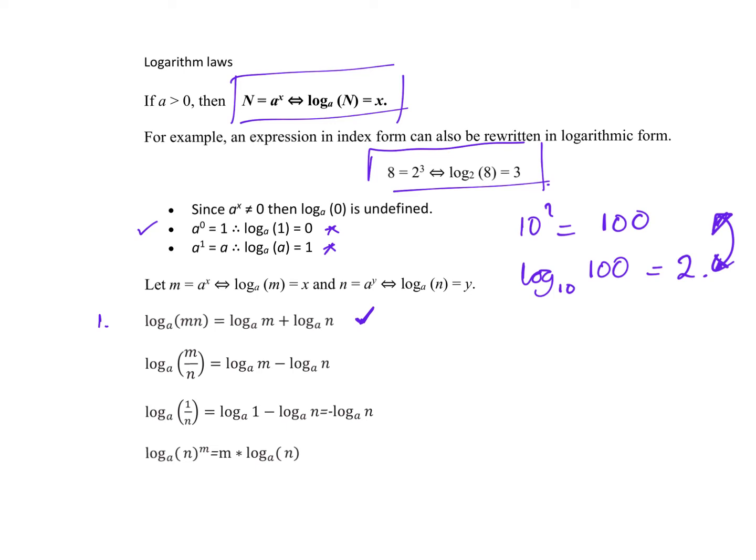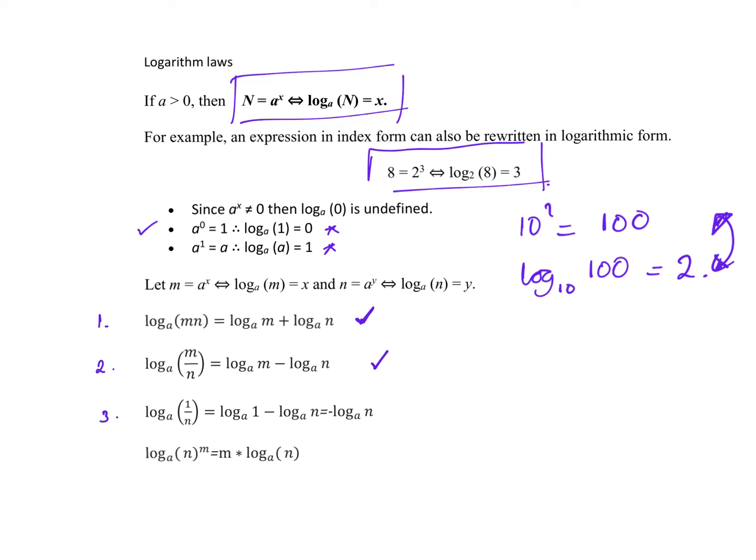The next one, when you are dividing, so log base a of m over n is log base a of m minus log base a of n. This third one, log base a of 1 on n is equal to log base a of 1 minus log base a of n, which is equal to negative log base a of n.